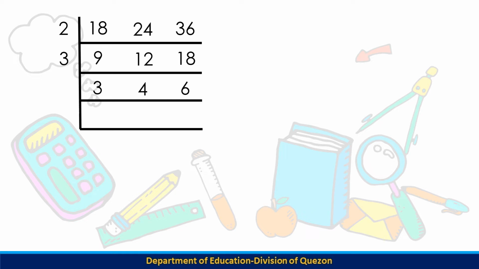Now, let us find the common factors of 3, 4, and 6. May naisip pa ba kayo? Wala na. Wala na pong common factor ang 3. So, meaning, may dalawa na lang po. Itutuloy pa po ba natin? Yes, of course. We will continue dividing these two numbers. Hanggat meron pa pong pwedeng i-divide, pwede pa po.